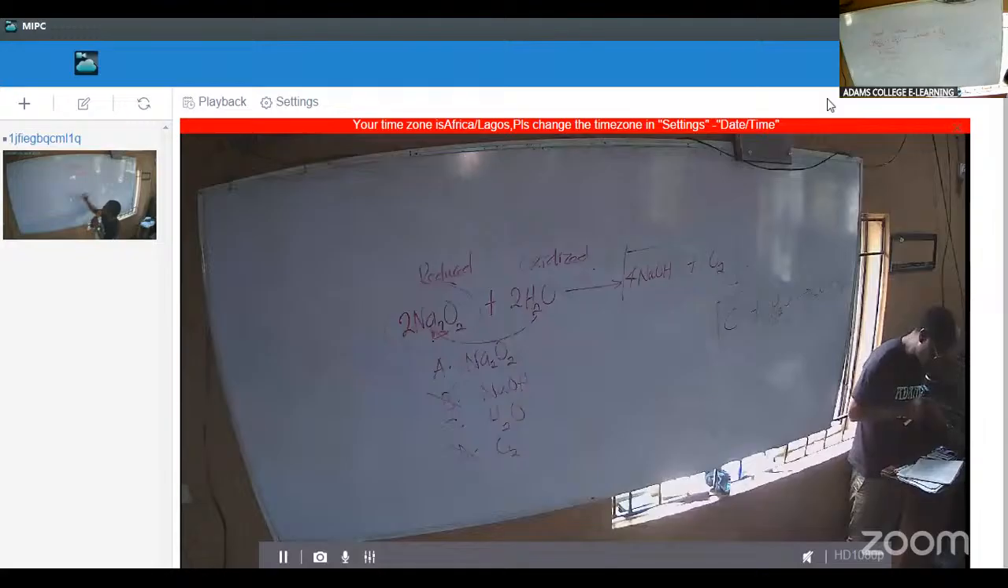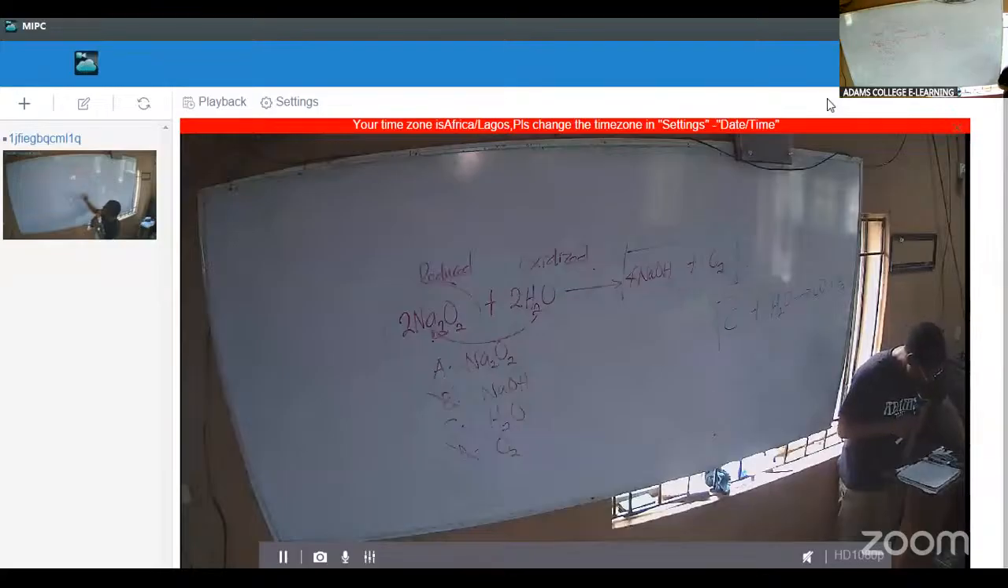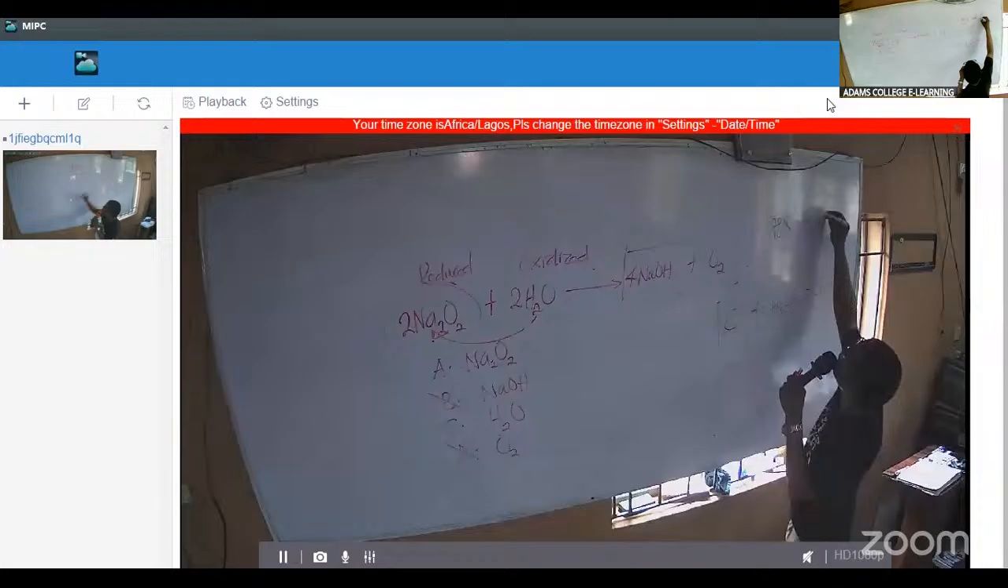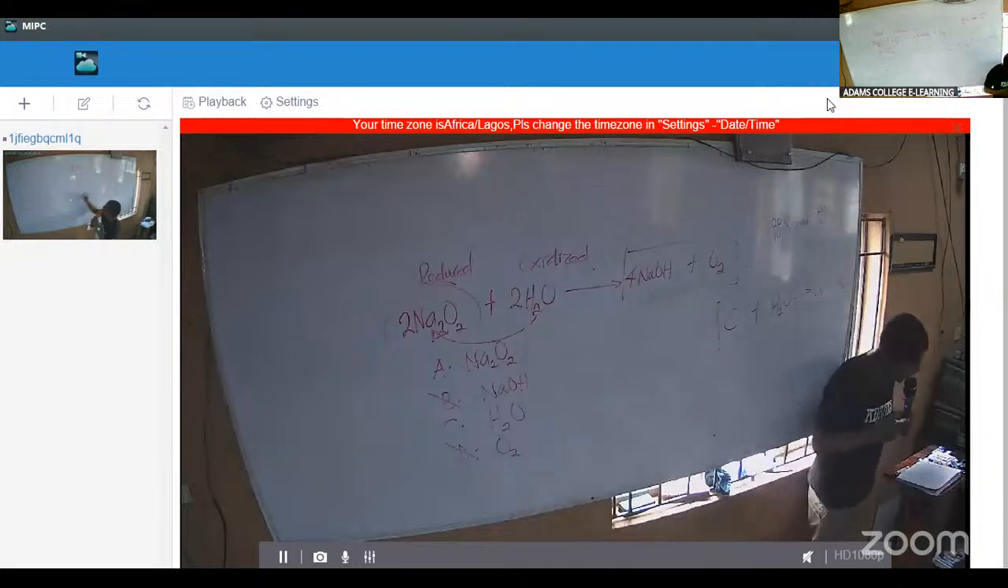Let's go to another question. An element has two isotopes, 20/10 X and 22/10 X.